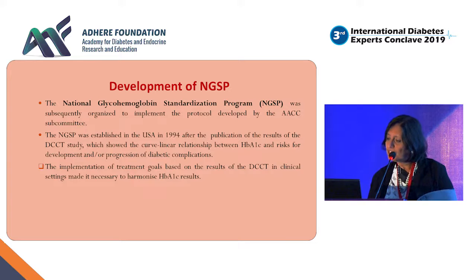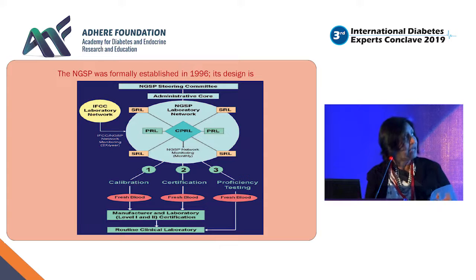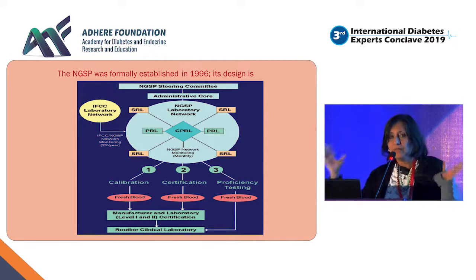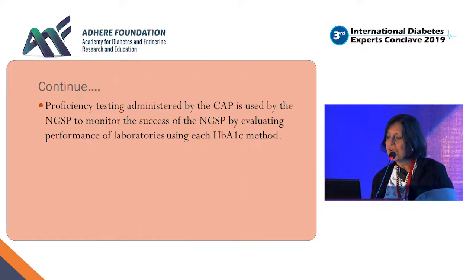Now the development of NGSP happened in 1994. The implementation of treatment goals was based on the results of the DCCT in clinical methods. So what happened is, in brief, they just showed that you had to have a central reference laboratory. There were multiple reference labs which converted into a central reference lab. They had calibration, certification, and proficiency testing. And this was administered and monitored by CAP.